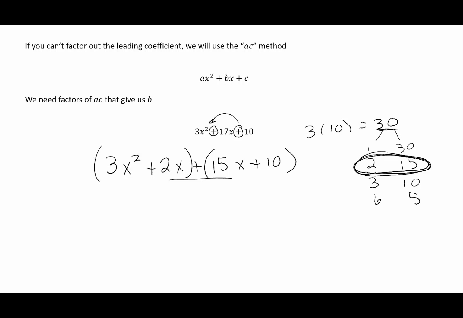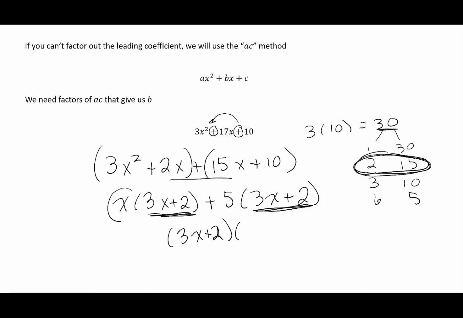I'm looking for what 3x squared and 2x have in common. The only thing I see is an x, so I'm going to take it out. That leaves me with 3x plus 2. When I look at 15x and 10, they both have a 5 in common. 5 goes into 15x 3x times. 5 goes into 10 2 times. Notice I have a 3x plus 2 on the left. I have a 3x plus 2 on the right. I'm going to factor that out.